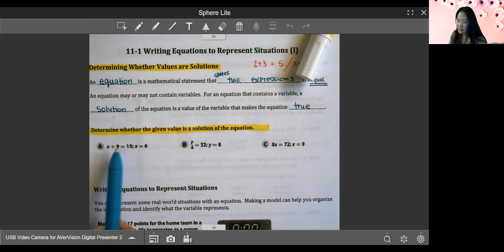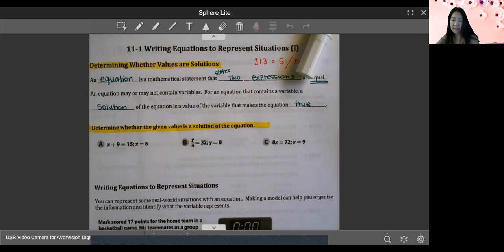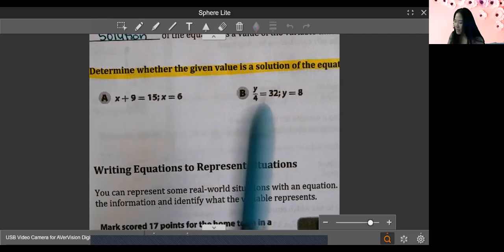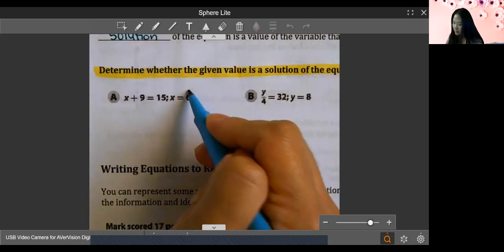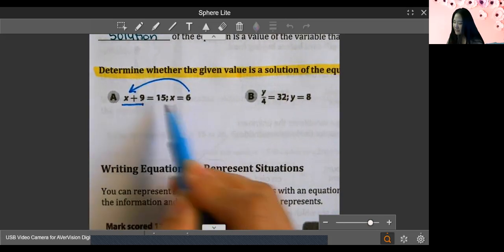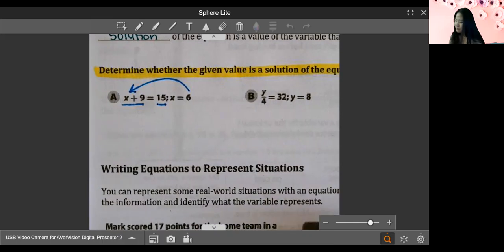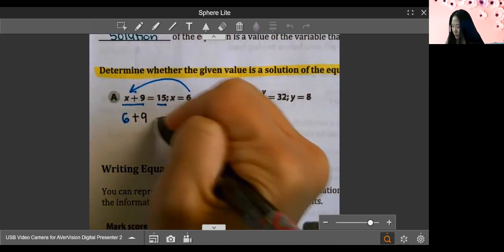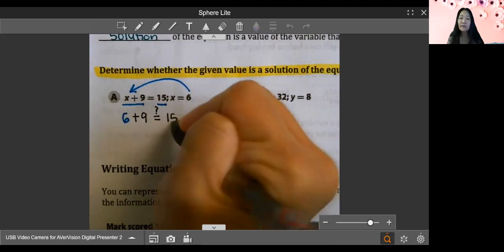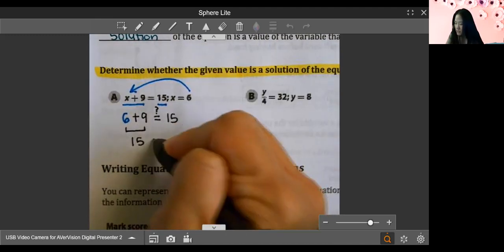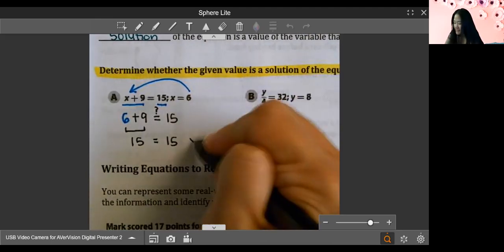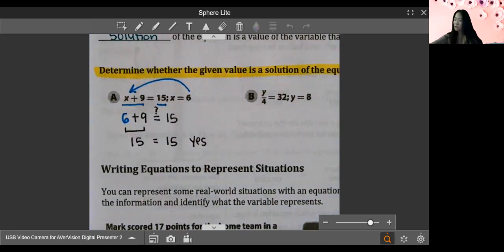Okay, so over here you see it says x plus 9 equals 15. That's the equation. And then it says x equals 6. Basically what they want you to do is substitute 6 for the variable x, solve it here, and see if that is equal to 15. So 6 plus 9, and I'm going to put a question mark, is that equal to 15? Well, how would I find out? I'll find out if I solve it. 6 plus 9 is 15, which is equal to 15. So yes, x equals 6 is the solution for this equation.